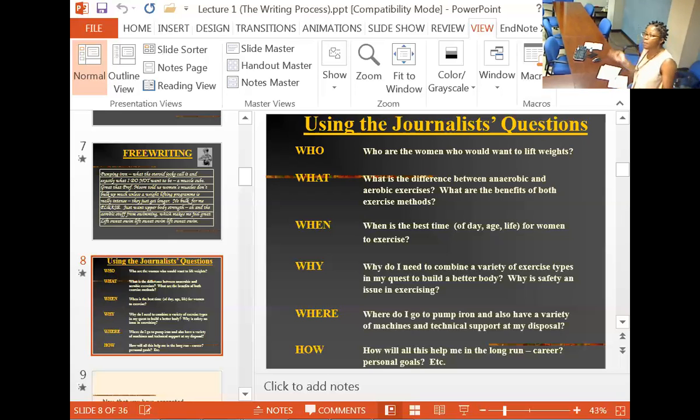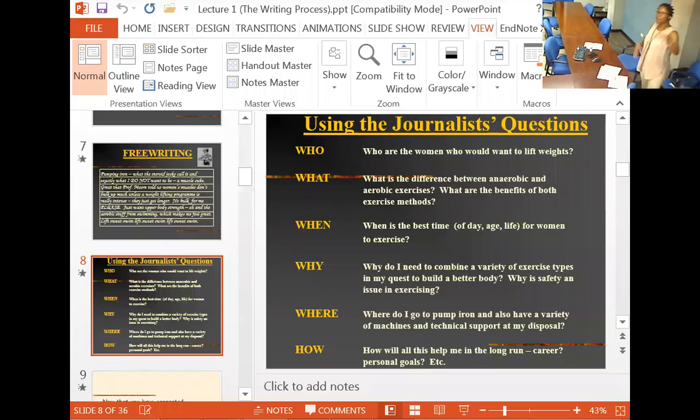Where do I go to pump iron and also have a variety of machines and technical support at my disposal? Is that to have a home gym? Or do you need to join a gym? Or are you just going to use something in your backyard? I don't know. But these are decisions that you have to make when you decide that you want to have a particular type of body. And then the last question here, how will this help me in the long run, career, personal goals, etc.? And we can think about whether you have a family, how this will affect them.